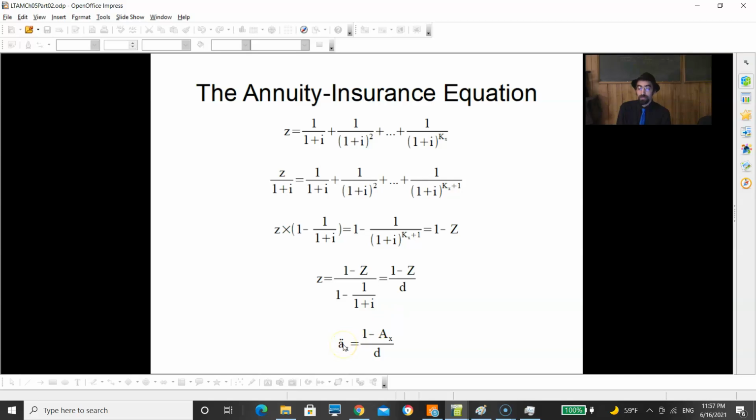So we get little a double dot equals 1 minus big A over d, just from taking the expectation of both sides. And this formula you'll be seeing again and again. Often you'll need both little a double dot and big A, and they'll only give you one of them, so you can use this to get the other, assuming you know what the discount rate is.